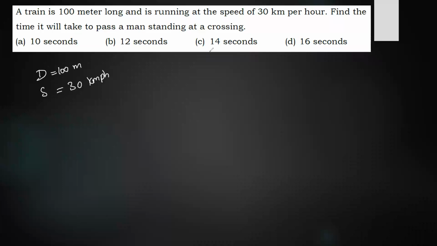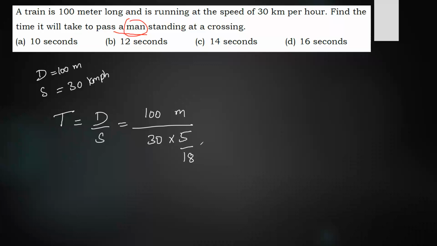The next question. So listen carefully here. I will give an example, try this question. A train is 100 meters long and running at a speed of 30 km per hour. So you know the train distance is 100 meters and speed is 30 km per hour. Find the time taken to pass a man standing at a crossing. So time is nothing but distance by speed. Distance is only 100 meters.